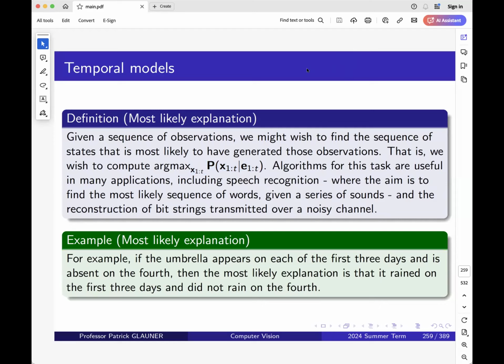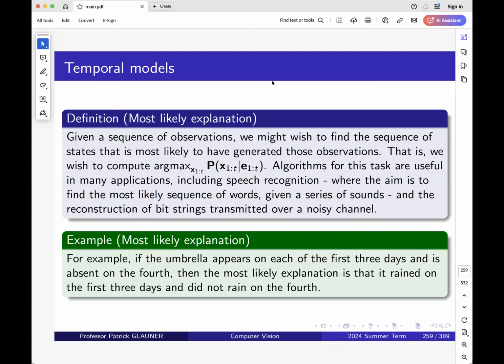The series of sounds is eventually a reconstruction of bit strings transmitted over a noisy channel. And one algorithm that is very well known for the most likely explanation is called the Viterbi algorithm, which I've just sent here in the chat.